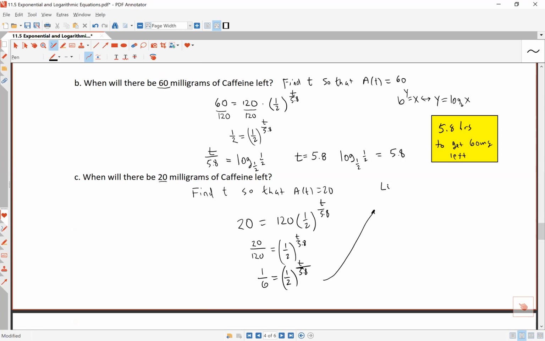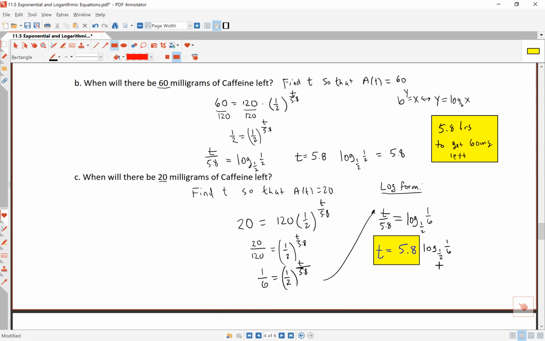Now we turn into log form. The exponent, T over 5.8, equals the logarithm. The base is 1/2 and the number is 1/6. Multiplying both sides by 5.8 gives us T equals 5.8 times the log base 1/2 of 1/6. Now for the exam, you'll leave it just like that because I won't allow you to have a calculator. That will be our answer, as we call it, the exact answer.